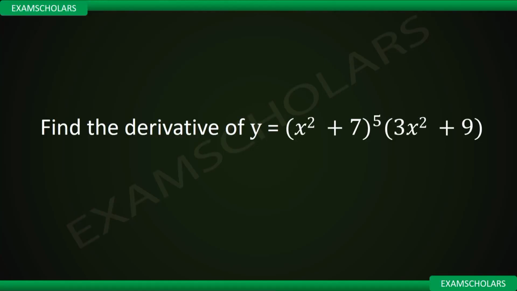Find the derivative of (x squared plus 7) raised to power 5 times (3x squared plus 9). At the end of this video, you will be able to solve this type of question very fast.